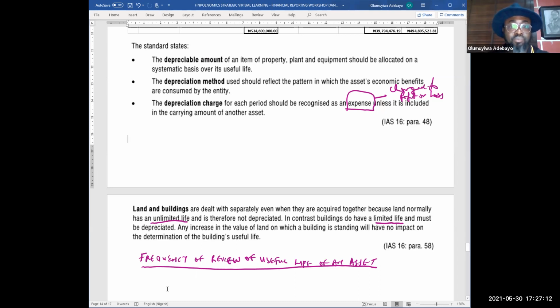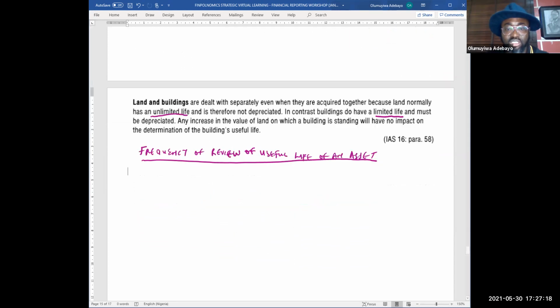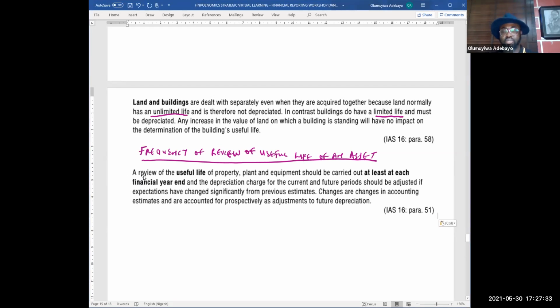Okay. Now let's look at the frequency of review of useful life of an asset. We've discussed it before, but I still want to reiterate it for a reason. Now, how frequently do you review the useful life of an asset? It's very straightforward. You do it at least every year. Okay. Can somebody read this for us?